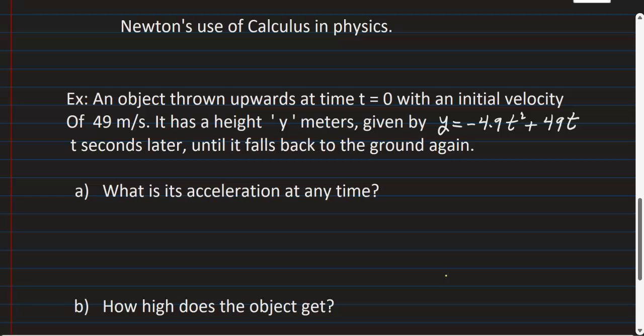All right, welcome back. So now we're going to look at Newton's use of calculus in physics using derivatives, and this is a perfect example of it. An object is thrown upward at time t equals 0 with an initial velocity of 49 meters per second. It has a height y meters given by the function y equals negative 4.9 t squared plus 49 t, t seconds later, until it falls back to the ground again.